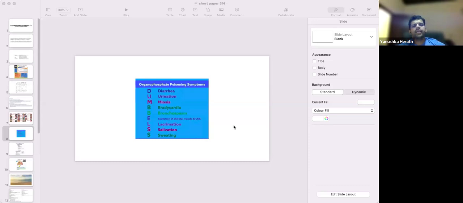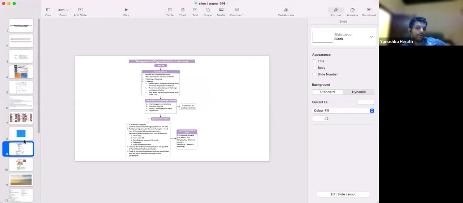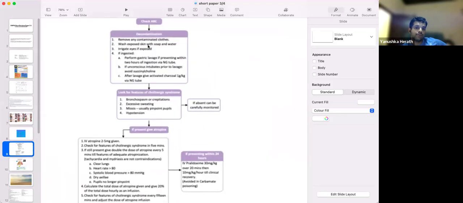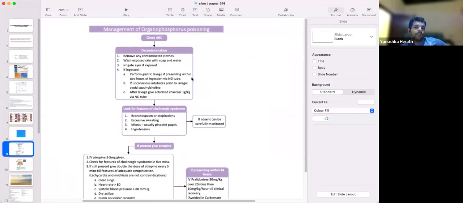This is a classical farmer who comes in with all the features: diarrhea, urination, miosis, bradycardia, bronchospasm, lacrimation, salivation, and sweating. So this is a classical organophosphate poisoning. Organophosphate poisoning they can ask in the exam actually. It is important. Now, how do you manage the patient?